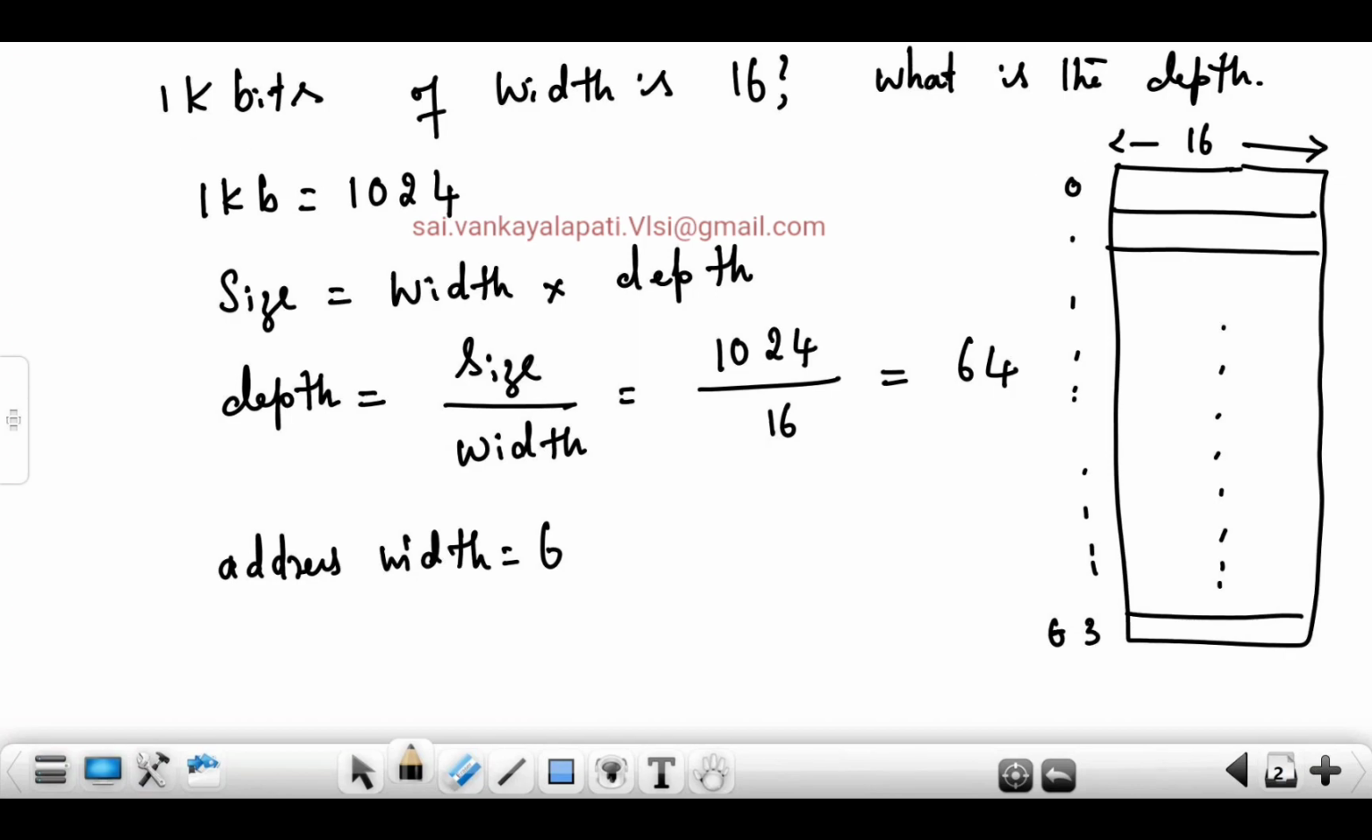So what parameters are required to model the memory? You should know the size, the width, and the depth. Using any 2 parameters you can calculate the other one. So you need 4 parameters to model the memory: width, depth, size, then address.